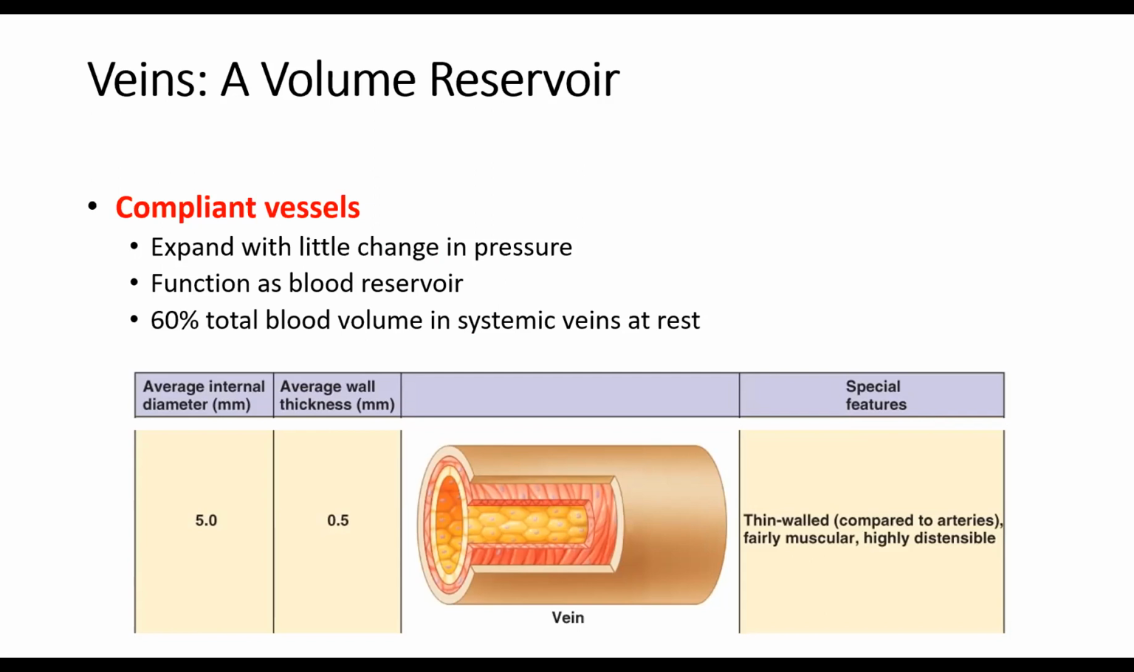We kind of made this connection earlier as well. And so in this way, they can act as a volume reservoir. In fact, most of our blood, 60% of our total blood volume at any given time is really sitting in our systemic veins. So they're really the volume reservoir for all of our blood volume.